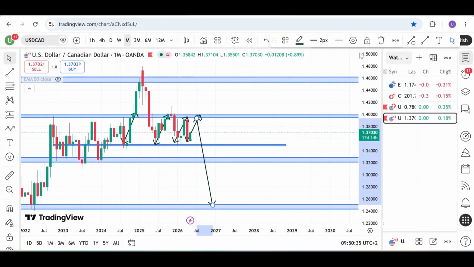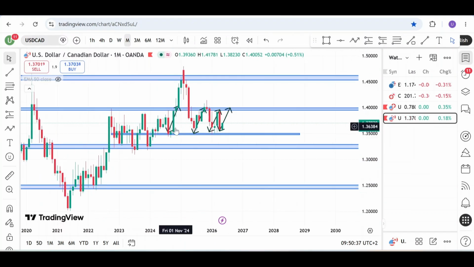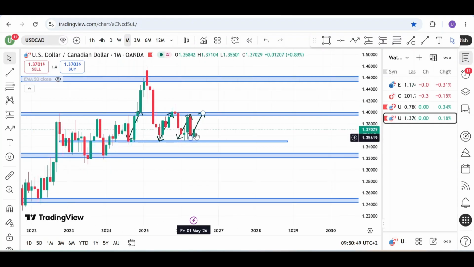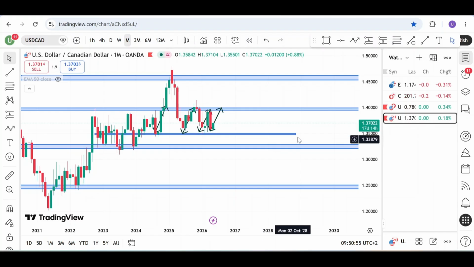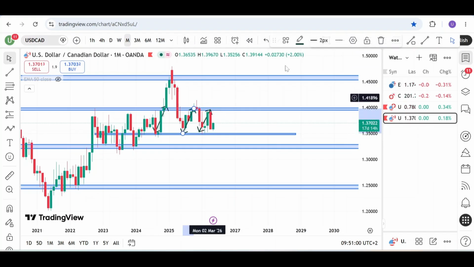So we are always looking at the history. As you can see, from August 2024, the sellers never closed below this zone here. So we can expect that the buyers are also going to shift this price back upward. Let's go to the weekly time frame to see what's going on there.